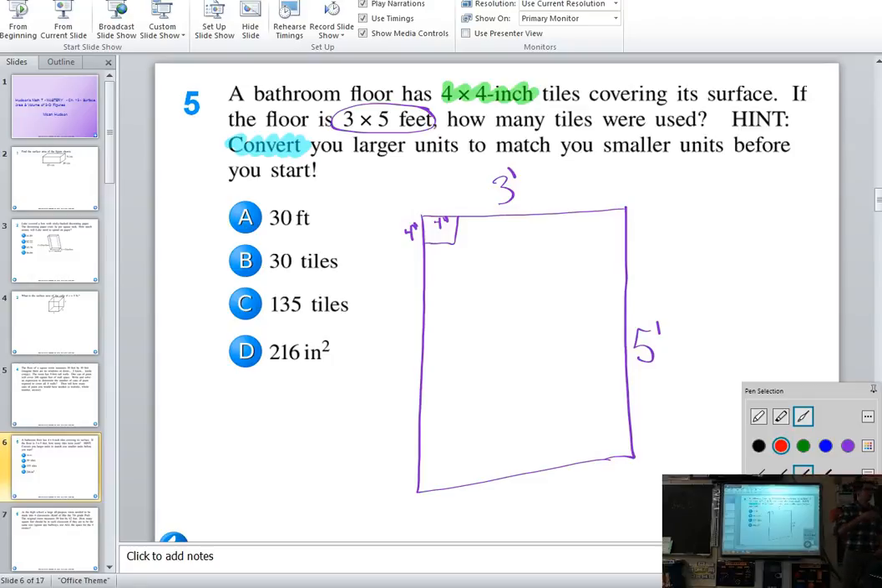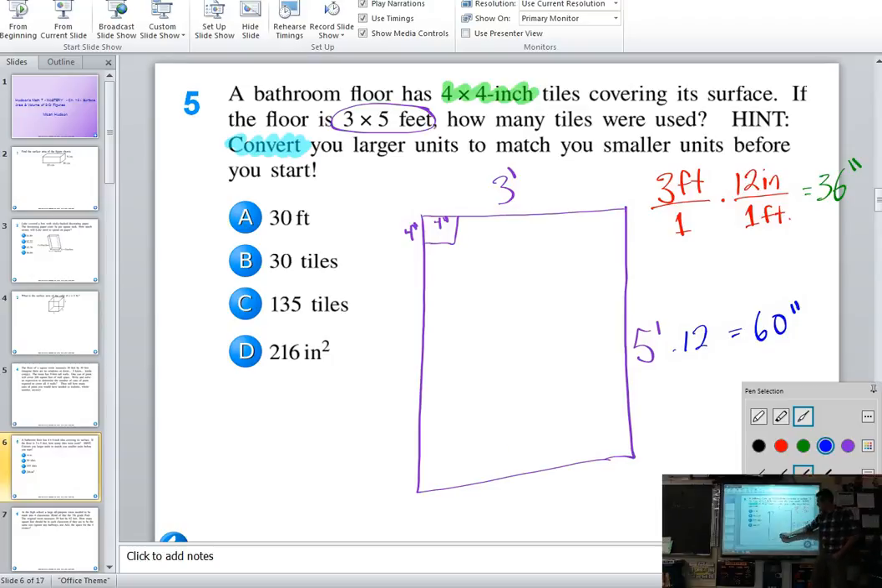So, to remind you of why we do this, 3 feet, I can really put over 1 because that doesn't change anything. I then multiply by 12 inches. This is our conversion factor. It tells me that 12 inches is equal to 1 foot. This is multiplication by 1 because these are the same thing, which is why I'm allowed to do that. This gives me 36 inches. This, when I multiply by the 12, gives me 60 inches. So now I have 36 inches and 60 inches.